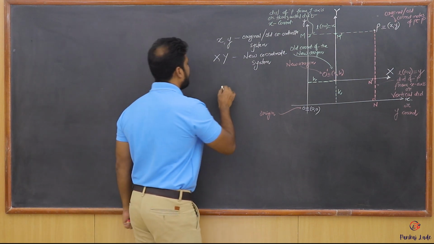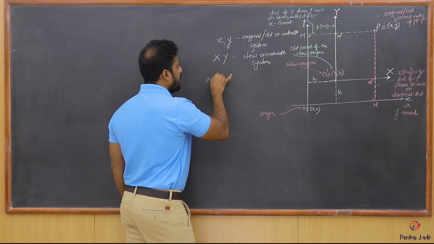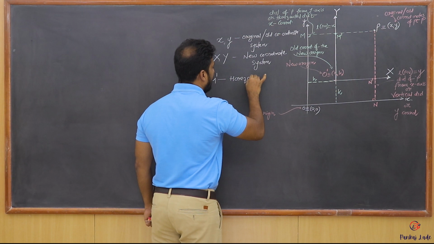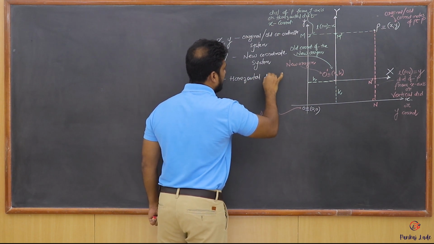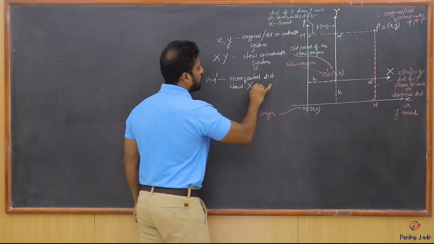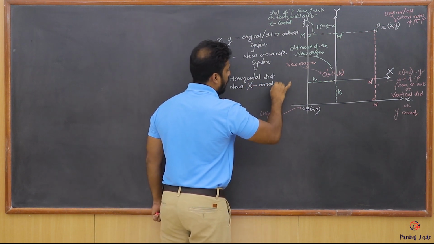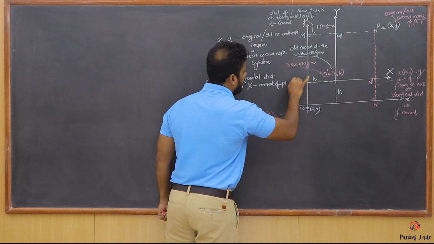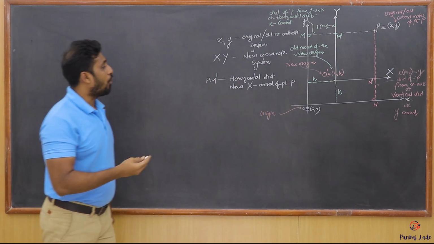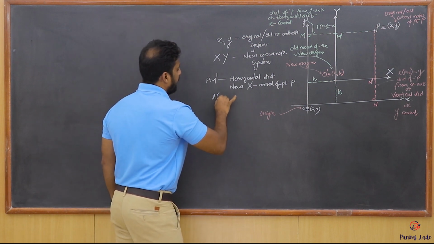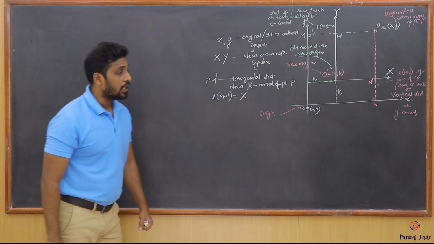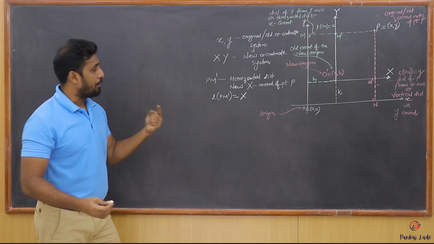So I'm going to write here, PM dash is the horizontal distance. That means it is the new x coordinate of point P, isn't it? It is the new x coordinate of the point P. So let us say the length of PM dash is taken as, say, capital X.